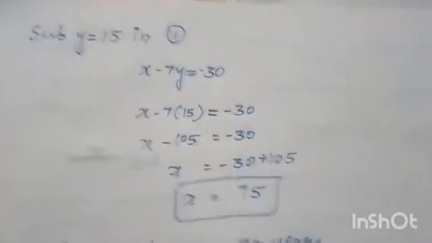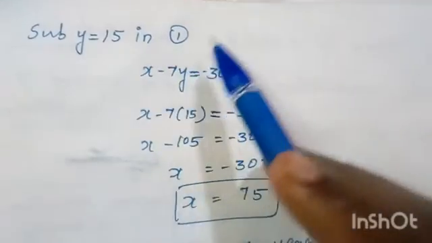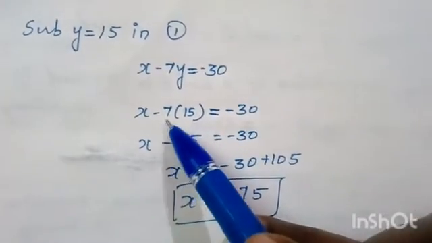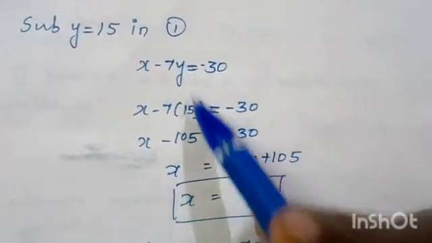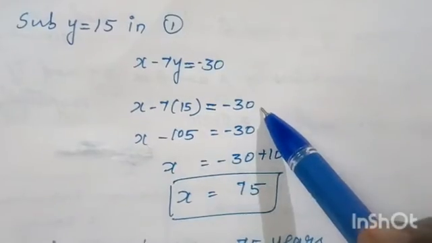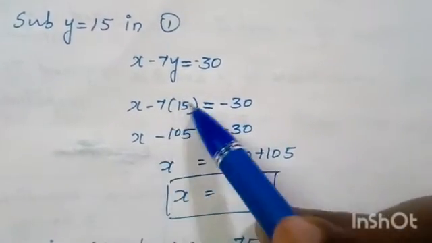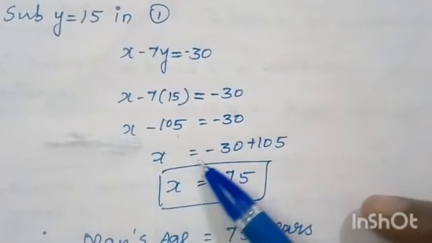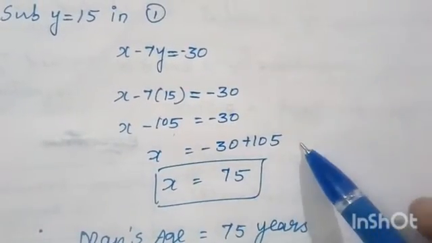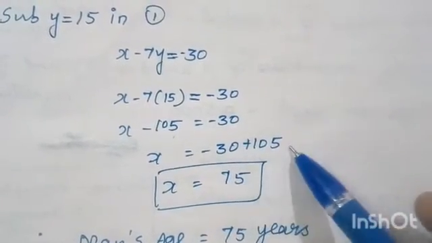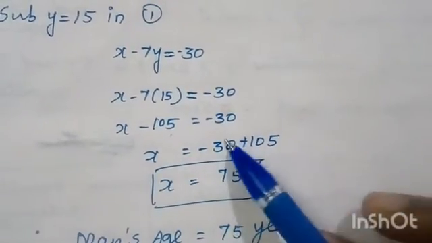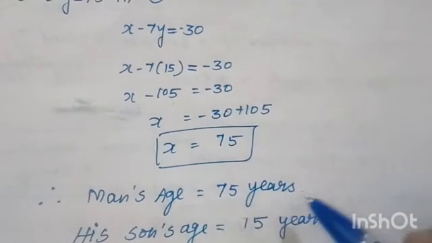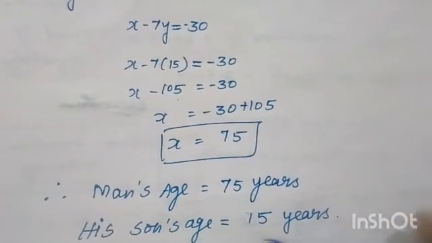Now we substitute y equal to 15 in equation number 1, that is x minus 7y equal to minus 30. So x minus 7 into 15, the y value is 15, equal to minus 30. Multiplying, x minus 105 equal to minus 30. So x is equal to minus 30 plus 105, transposing 105 to this side. So x is equal to 75. Therefore the man's age is 75 years, and his son's age is 15 years.